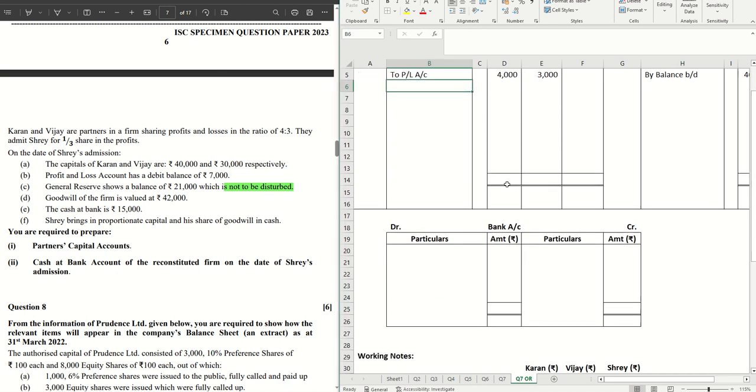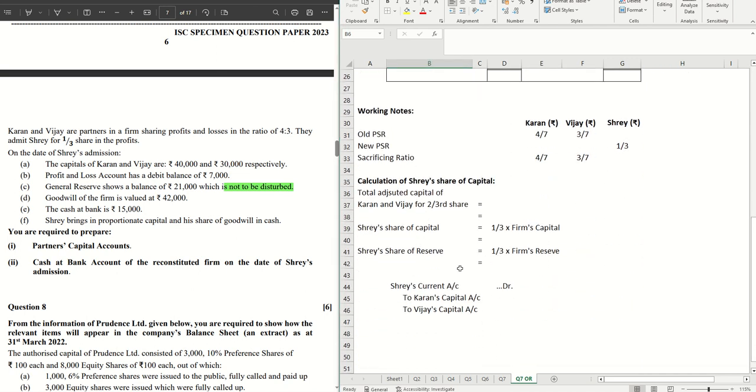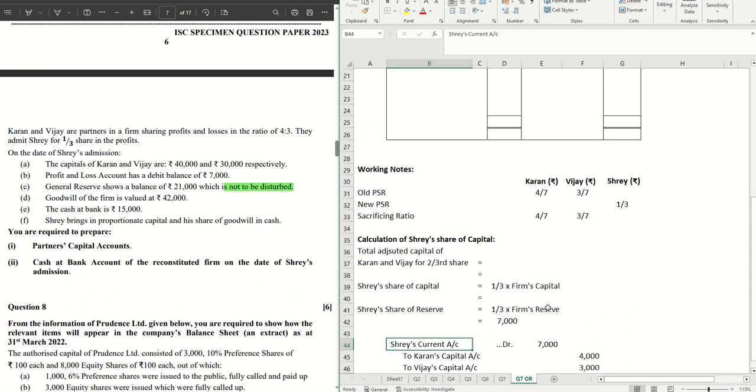What we have to do is we have to take out the share of the new partner out of this general reserve. Shrey's share of reserve, which is 1/3 into firm's reserve, that comes to 1/3 into 21,000, that is 7,000. Okay, and again that will be given to the sacrificing partners in the sacrificing ratio. So that will be debited to Shrey's current account. So that goes 7,000 here, and that will be distributed in the ratio 4:3 to Karan's capital and Vijay's capital. Okay, this is important to be kept in mind, otherwise you'll end up making mistakes.